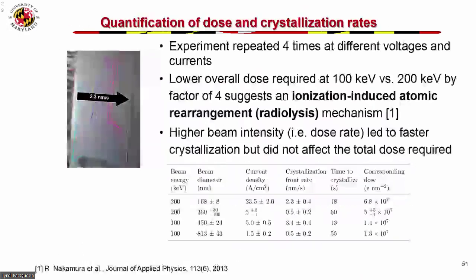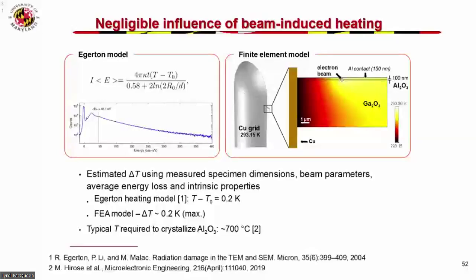I'm almost done. But just to make sure, we calculated the increase in temperature, because when we're bombarding the sample with electrons, the electrons could increase the temperature of the sample. So we calculated the temperature using a formula from Egerton based on the electron energy loss spectrum. But we also used a finite element analysis model because we know what our sample is. This is a schematic of the structure. This is the copper host, and here's our sample.